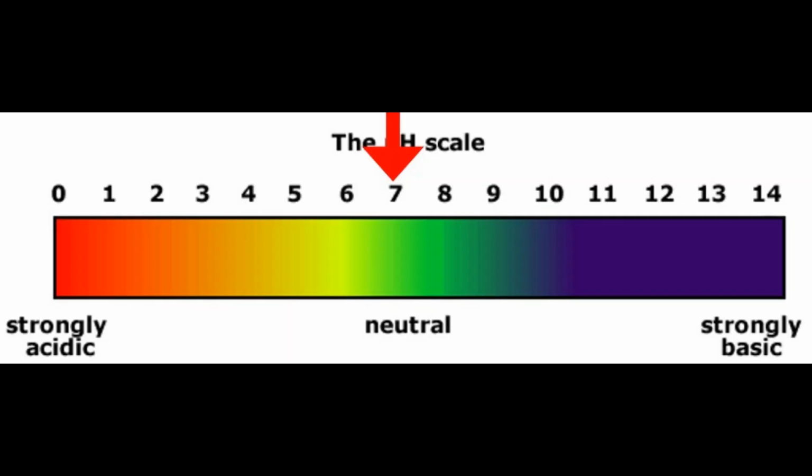It would be good to note that each time you move a number, it is increased or decreased in potency by 10. So a pH of 6 is 10 times more acidic than a pH of 7, and a pH of 4 is 100 times more acidic than a pH of 6.